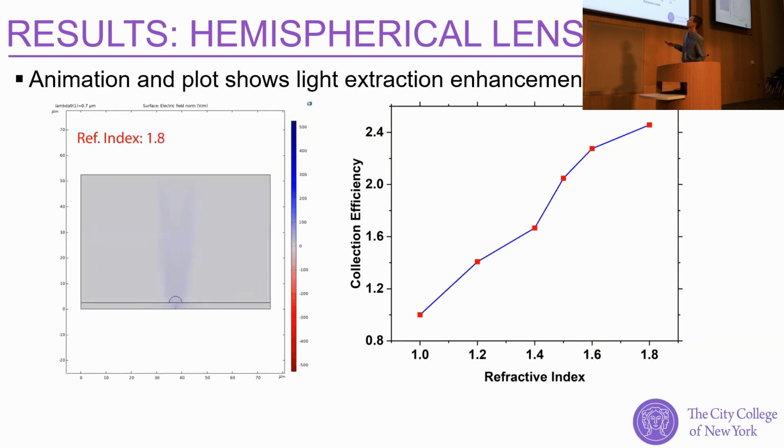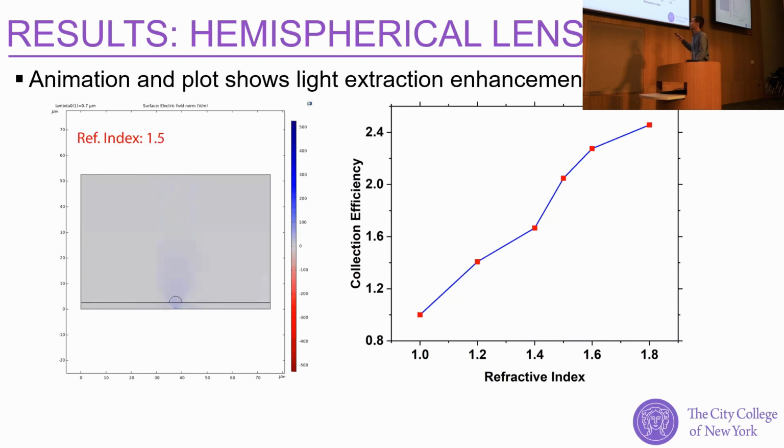Here is the animation. You can see how it becomes better. And here is the plot. How we got these values: we integrated the data over the small line here, which is basically what our objective gets. And we compared it to the case without any lens.